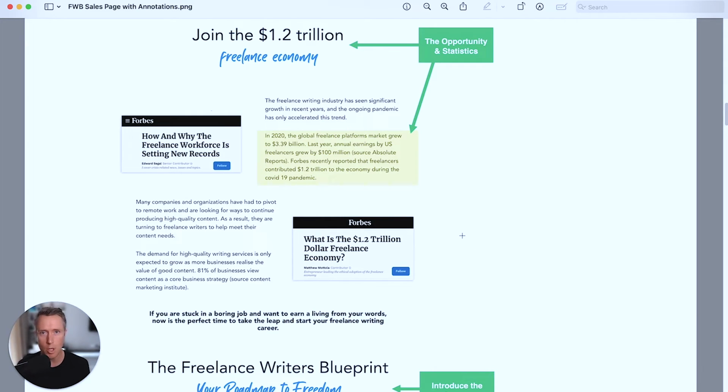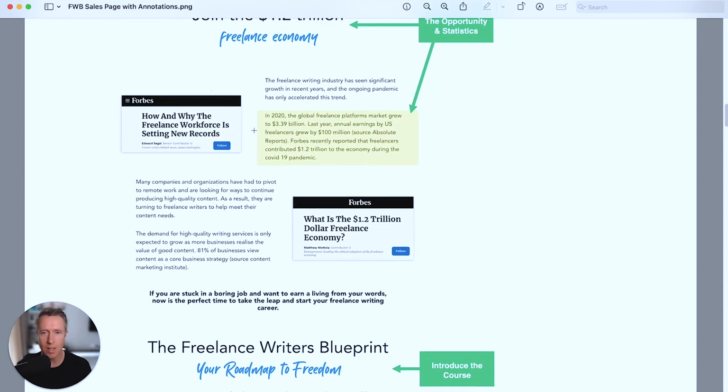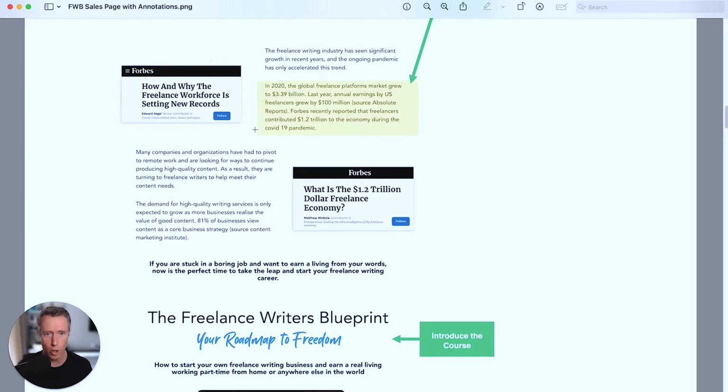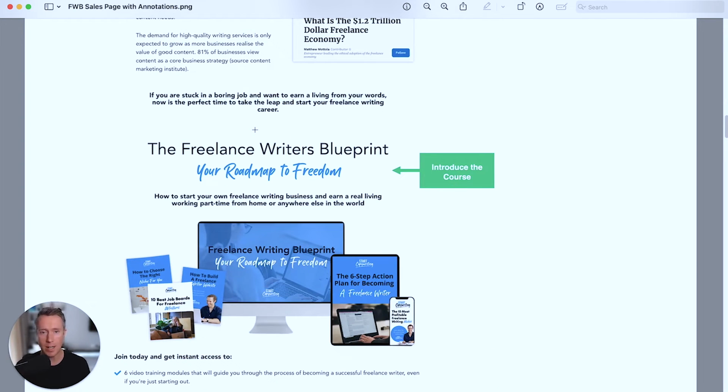I'm saying, look at the opportunity here. Look at what the media are saying about this opportunity. Look at the different stats. And I add sources and figures and things like this to boost the credibility. So I've painted the opportunity to show, hey, this is a huge opportunity for you. I've shown it's possible because I've done it and other people are doing it.